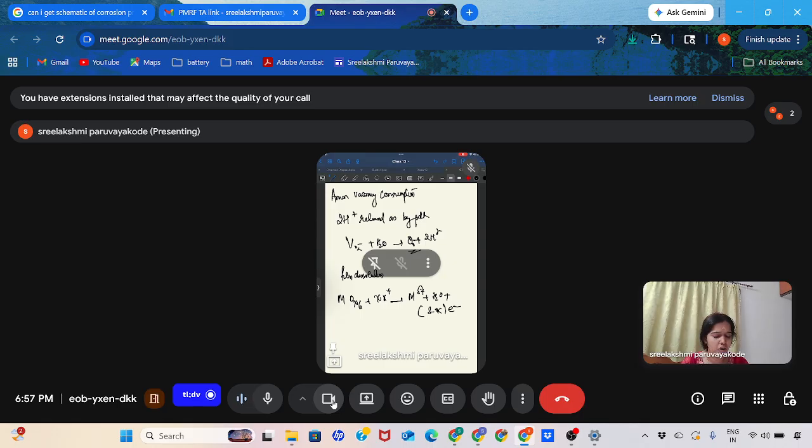So basically, the cation interstitials and the anion vacancies are created at the metal film interface. They are getting consumed at the film solution interface. That's the difference you have to understand. And you'll have the cation vacancies which are generated at the film solution interface. So this is what you have to understand about the films.